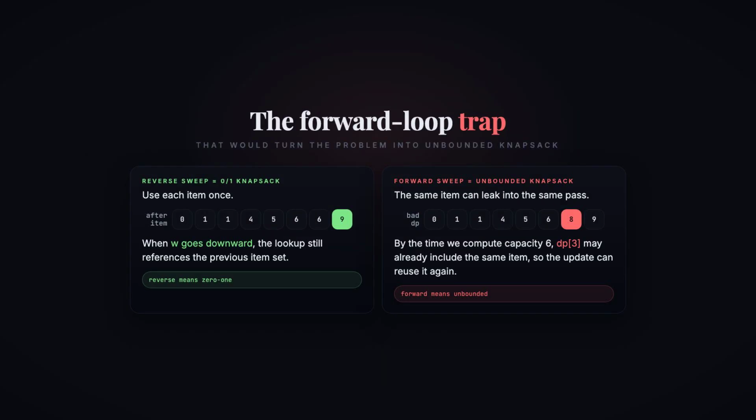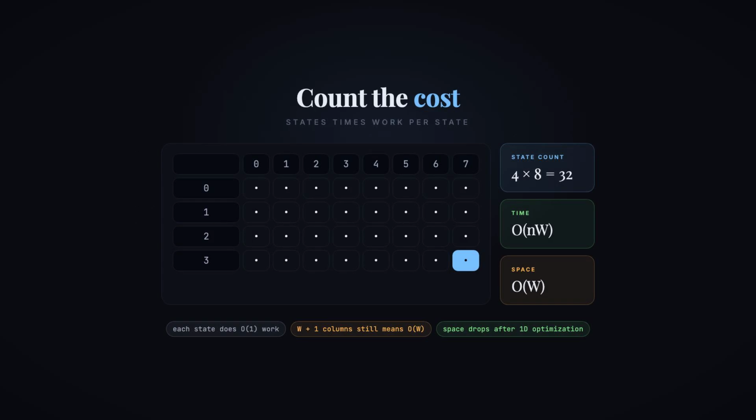If you sweep forward instead, you'd reuse the same item again and again, which is a completely different problem, the unbounded knapsack. Remember this distinction? Reverse means 0-1. Forward means unbounded. Let's count the cost. There are n times W plus 1 states, and each transition is constant work. So the time is order n times W, and with the single array trick, the space is just order W.